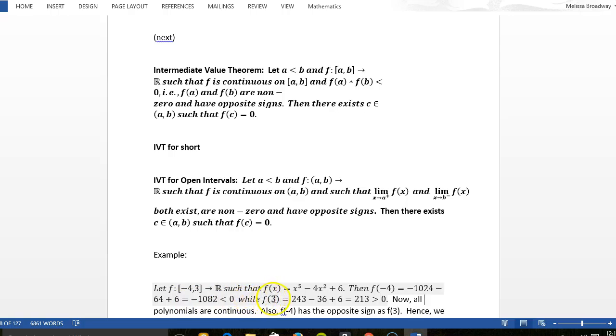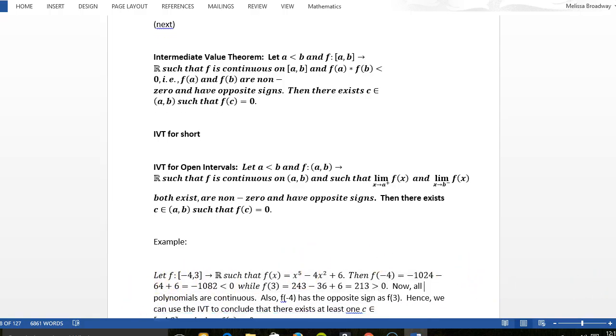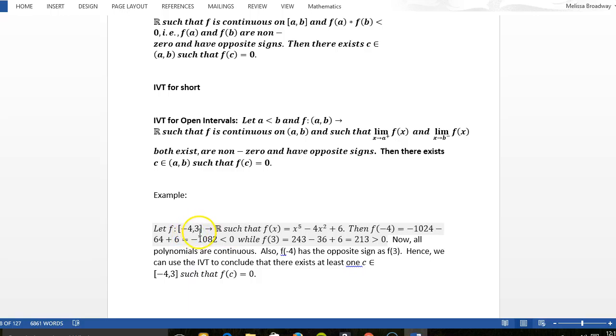while f(3), on the other hand, is equal to, you plug in 3 to the fifth power, which is 243, 3 squared is 9, 9 times 4 is 36, and then plus 6, and that equals 213, which is greater than 0. The moral of the story is f(-4) is a negative number, f(3) happens to be a positive number. Okay, they're opposite signs. And you know what? f is continuous. It's a polynomial. And so for some x value in between -4 and 3, f of that x value has to be 0.